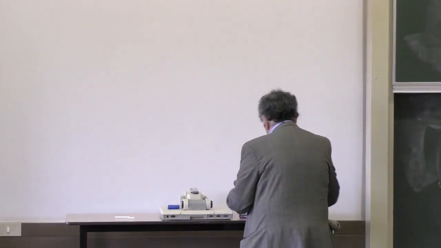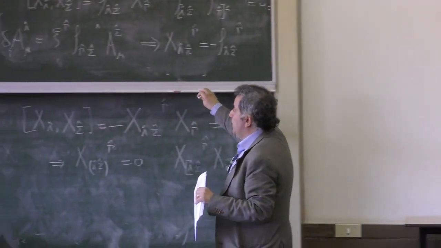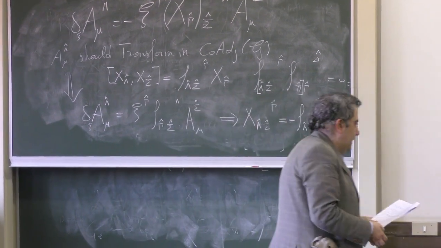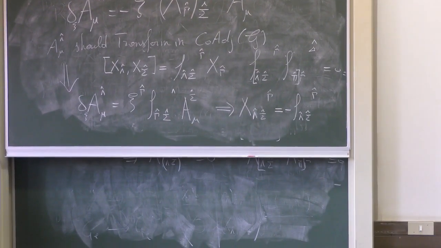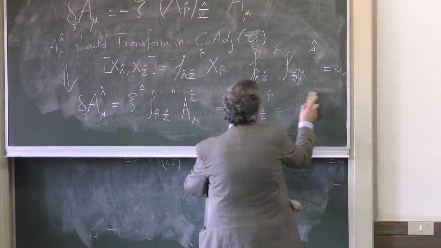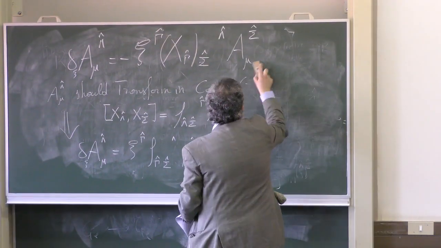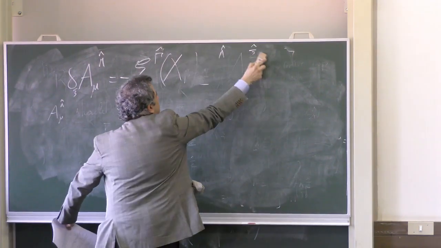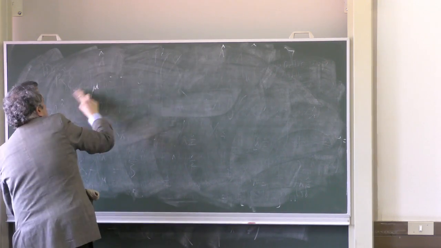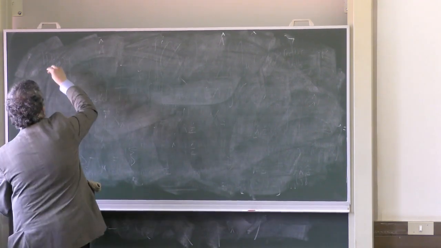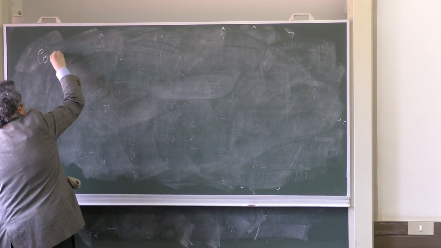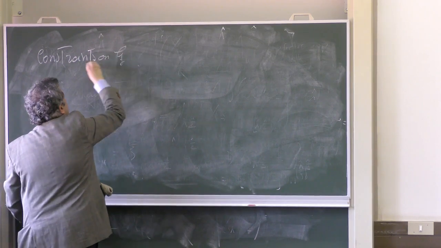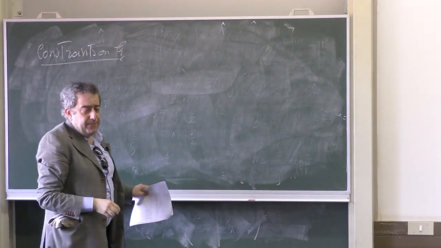Okay, so let us recall all the constraints that we have found. And then we proceed with a gauging procedure, that is, we proceed with making the Lagrangian locally invariant under transformations in this group G. So the constraints of G. We have found a set of constraints.